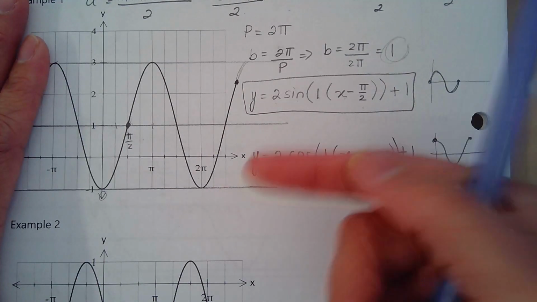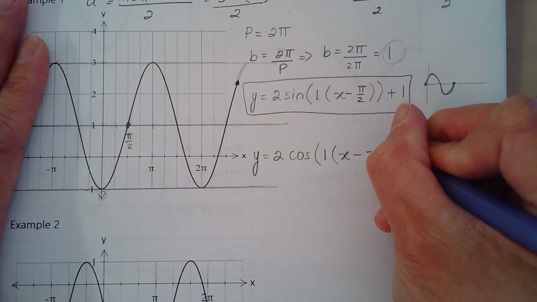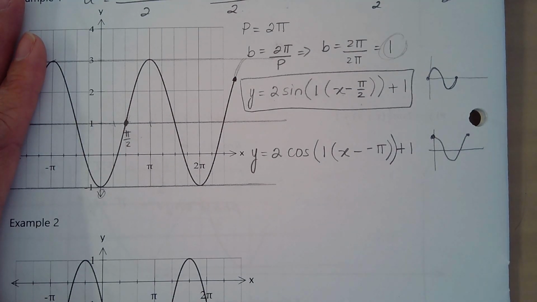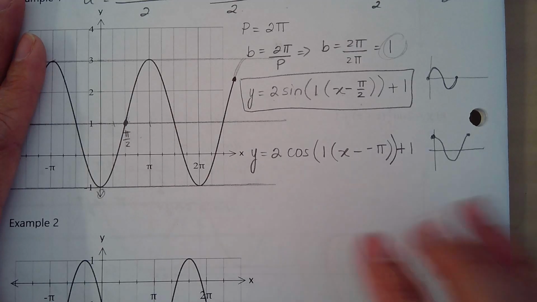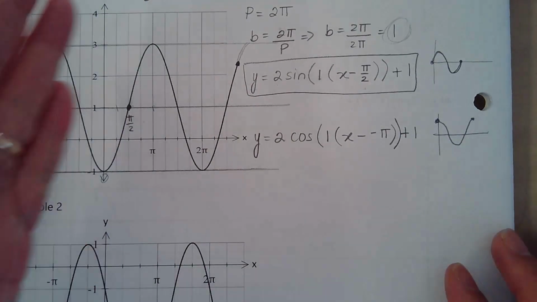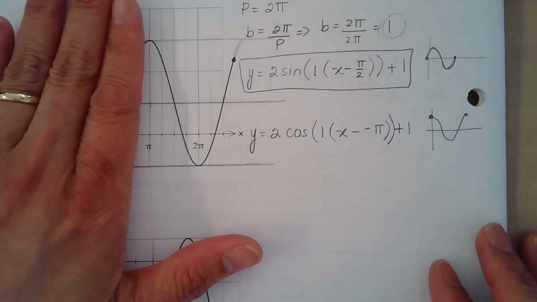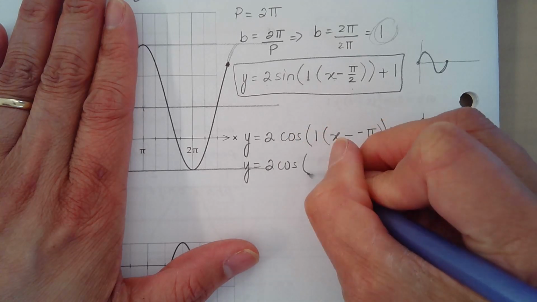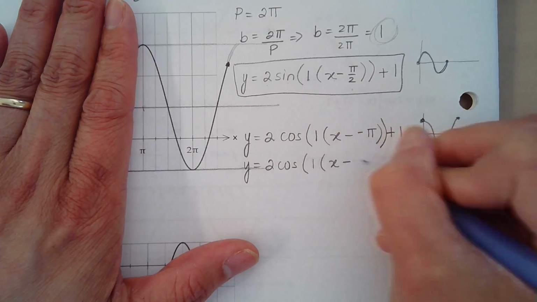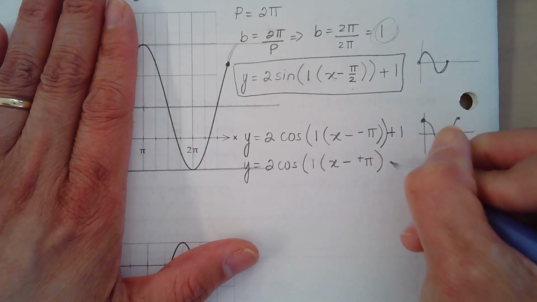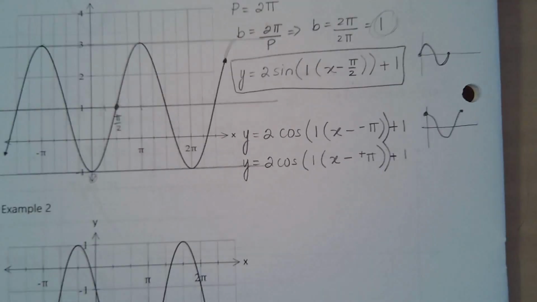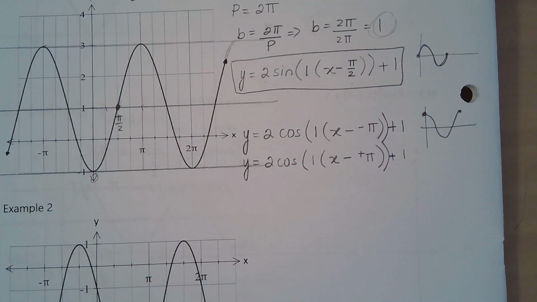It could be left, so I'm going to go minus negative pi. That's a possibility. What's the other possibility? What if we say it didn't go to the left, it actually went to the right by pi? That's okay too. We can say y equals 2 cos 1 x minus positive pi. Everybody see it that way too? Now, this is one that I didn't even think about, which somebody did, which is great.